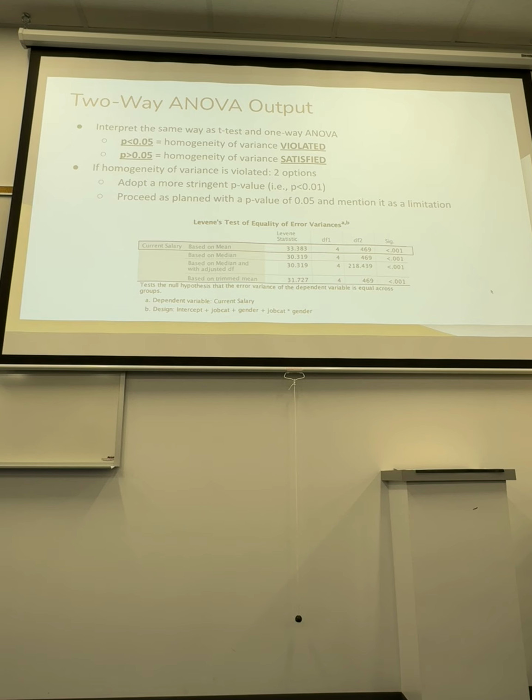In the event that it is violated, you have 2 options. You can use a more stringent p-value or proceed as planned with it as a limitation. I would strongly recommend going with option 2 for the purpose of your final exam. It'll be a lot more straightforward for you.